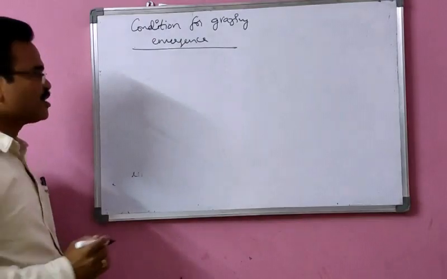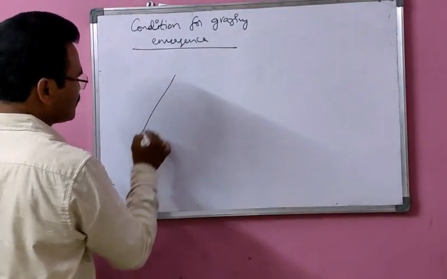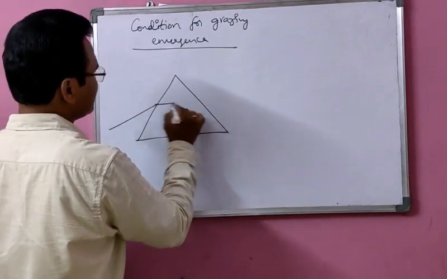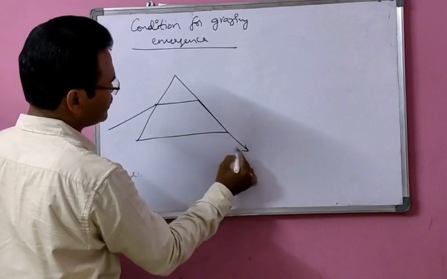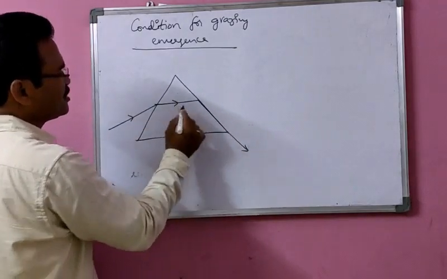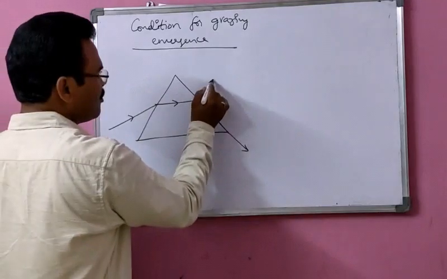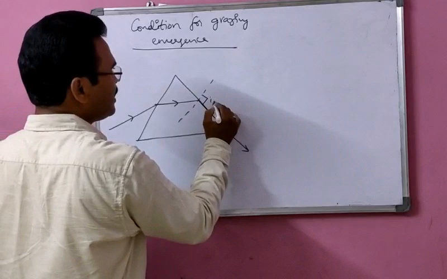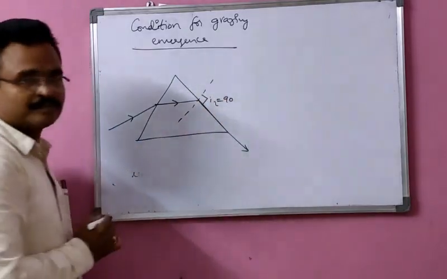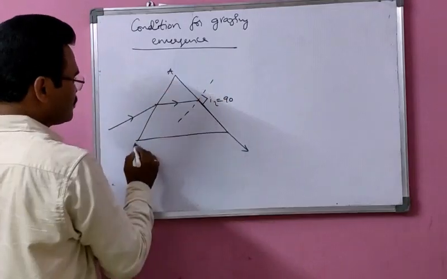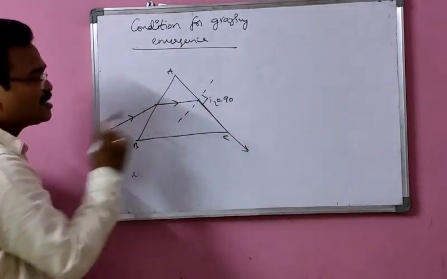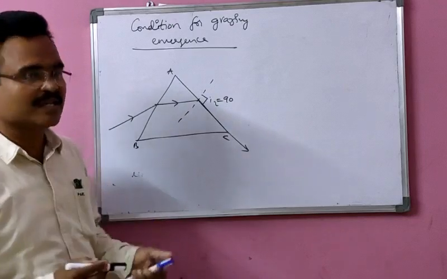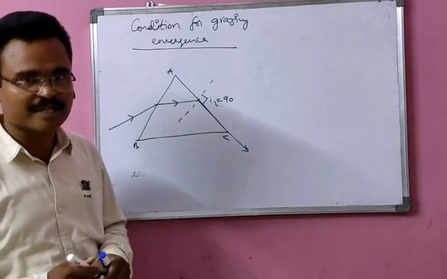Condition for grazing emergence. What do you mean by grazing emergence? This is a prism, light incident on it undergoes refraction and comes out like this. This is the emergent ray. You can see here, how much angle is it making here? It is making 90 degrees here. That means I2 equal to 90 degrees. Now, for this type of emergence, what is the condition? That condition I would like to tell you.